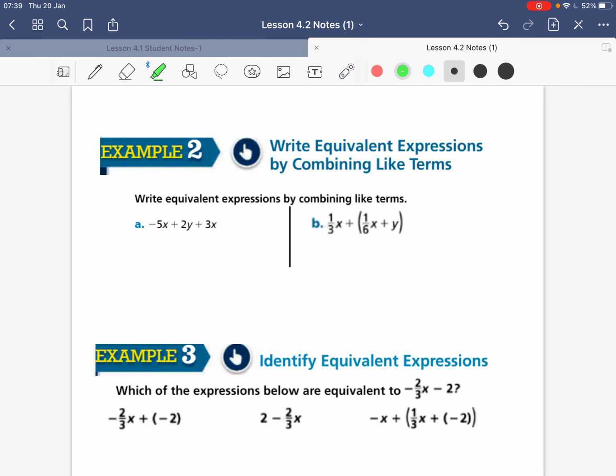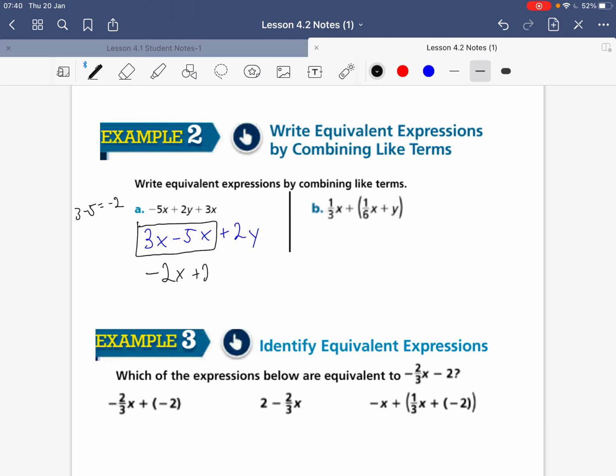So write an expression by combining like terms. Combining means we can move those together. Well, let's reorganize this. We would have 3x minus 5x plus 2y. We can combine our like terms. So what is 3 minus 5? 3 minus 5 is negative 2. So combining these terms, we would have negative 2x. The variable is still there. Plus 2y. That y is still there. So this is our equivalent expression, negative 2x plus 2y.